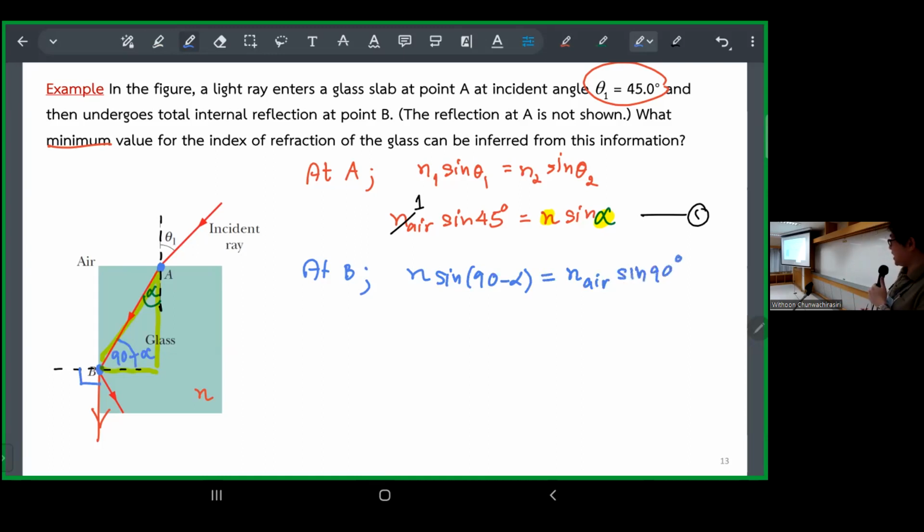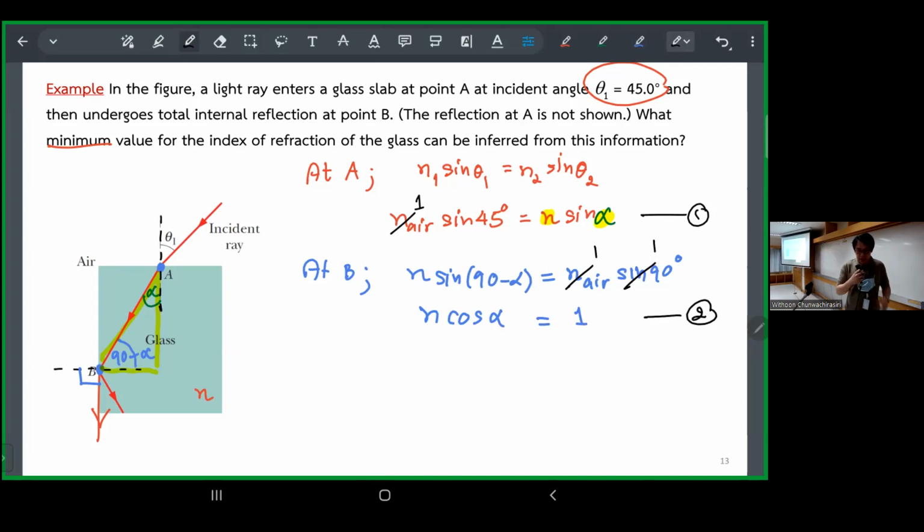There you go. Put 90 degrees there. And this is going to give you n cosine alpha, because sine of 90 minus alpha is cosine alpha, equal to n air. You can plug in 1. Sine 90 is also 1. So this means it's going to be 1 on the right. And this is going to be your second equation. And from these two equations, two equations, two unknowns, you can solve for n and alpha.